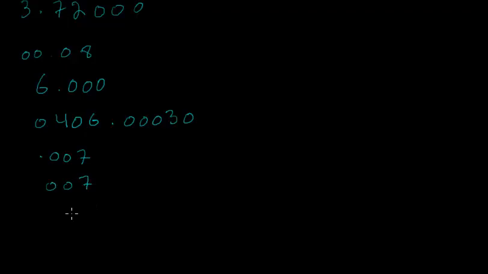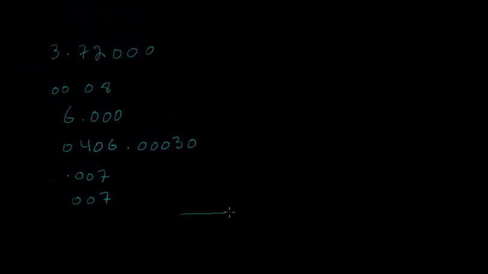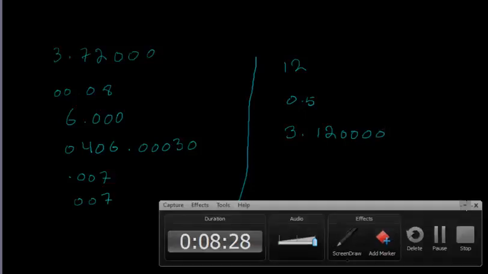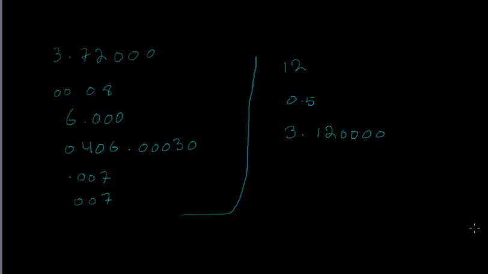Rewrite each of the following with 3 decimal digits. Do not change the value. 12, 0.5, 3.12000. This is pretty much what is important about decimals.